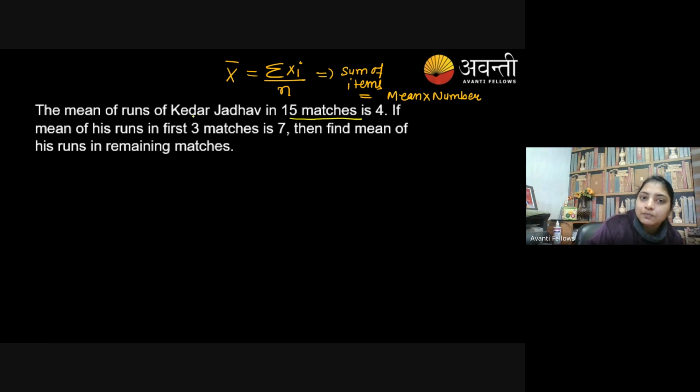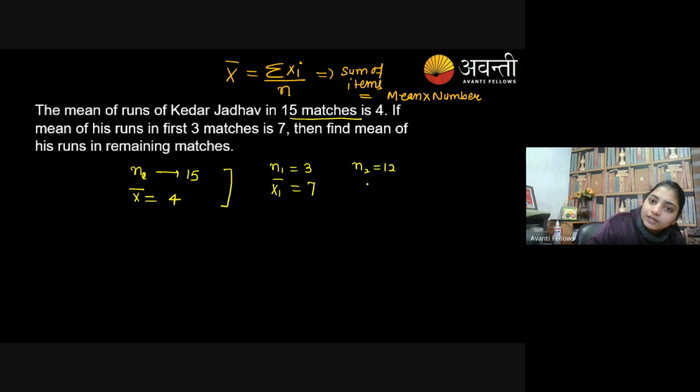Now the question says the mean of Kedar Jadhav's 15 matches is 4. It means n is given to me as 15 matches and its mean is 4. Now the question is that the mean of the first 3 matches, when n1 was 3, was x1 equal to 7. N2 was 12, and its mean is not known to me and I need to calculate that mean. So the question asks: the mean of 15 matches is 4, if the mean of 3 matches is 7, what will be the mean of the remaining matches? You do not know the mean of the remaining 12 matches. Is this much clear to everyone?